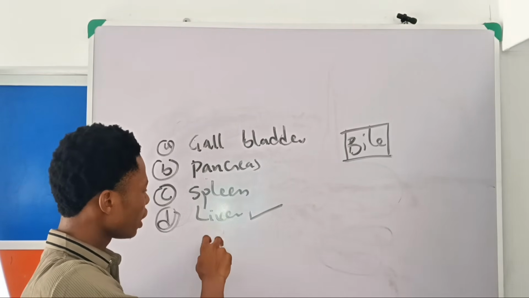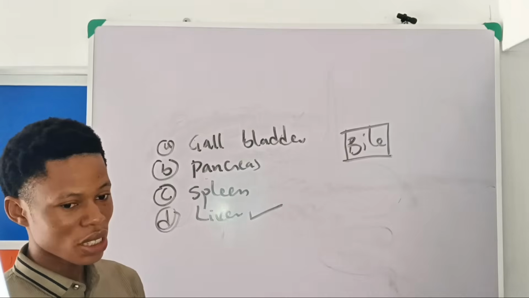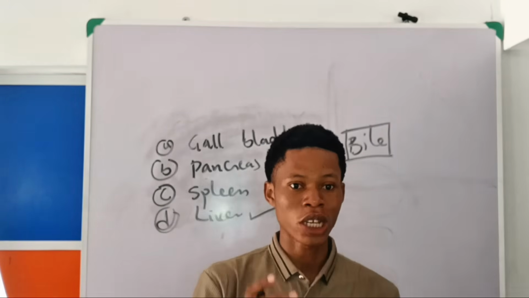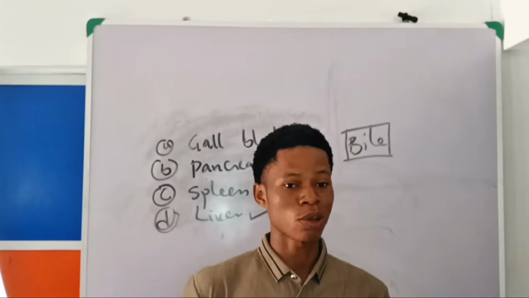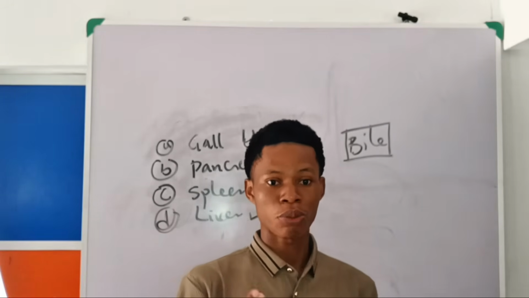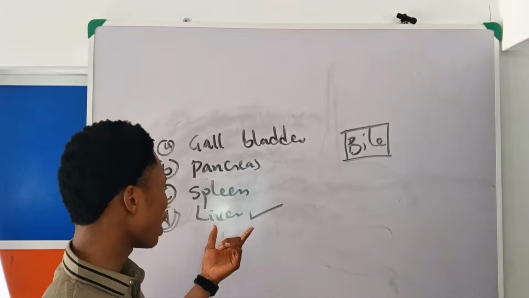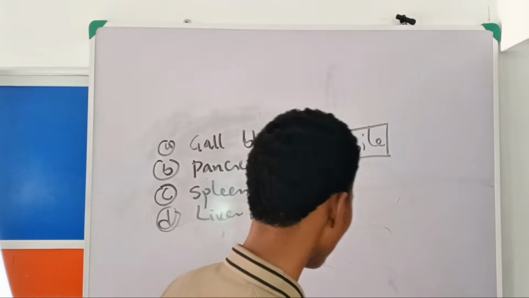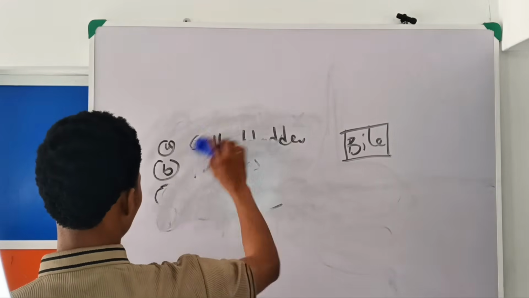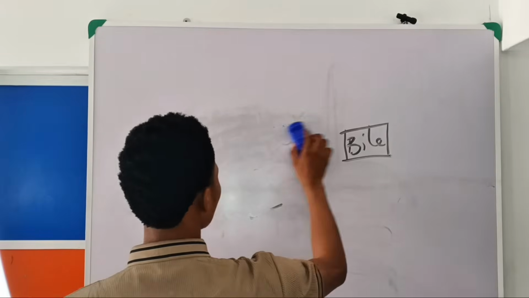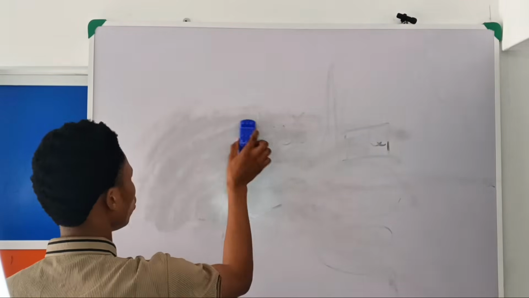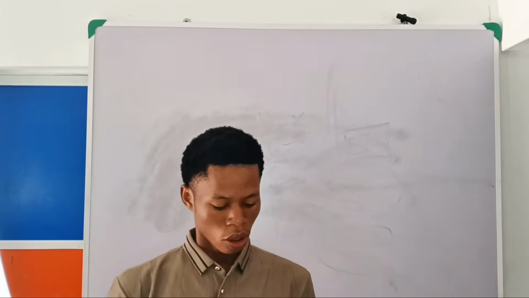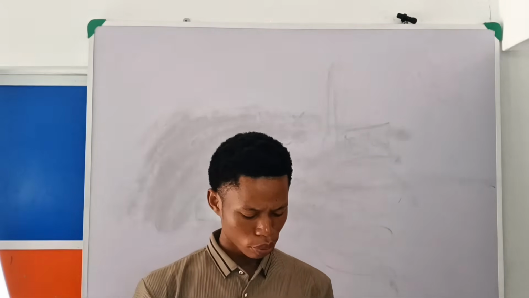Now, the liver is where bile is produced, because that is where red blood cell breakdown takes place. So when red blood cell is broken down, we have bile. Now, bile is produced where? In the liver. Hope you're learning something. Please take note of all these things, because they are repeated questions and you're likely to see one of them in your exam. All right, the next question there.